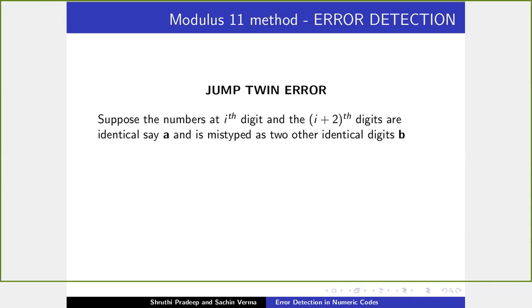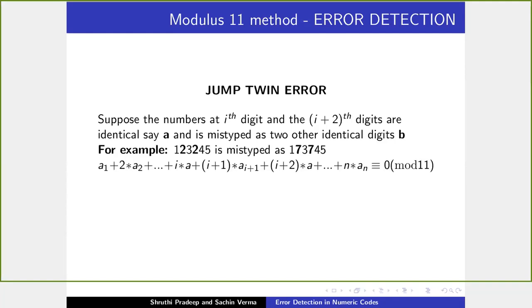So what is a jump twin error? Say 232 is typed as say 535. So some position ith digit and the i plus 2 digit are identical, say that is A, and it is being mistyped as another digit, which is B. So A number and A has been mistyped as B number and B. I've done it in general again. There's an example: suppose 232 is being mistyped as 737.